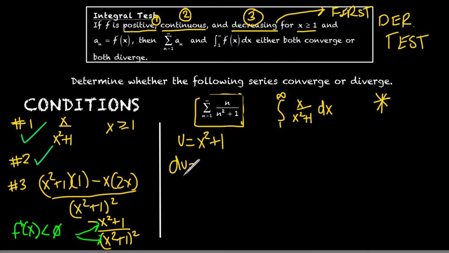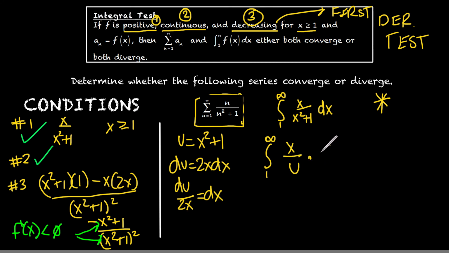So du is equal to 2x dx. So du over 2x is equal to dx. And so we're going to replace this with x over u times dx, which is du over 2x. And technically, we're supposed to be writing this as the limit as, let's say, b approaches infinity. And so we'll be good mathematicians, and we'll put a b up there.